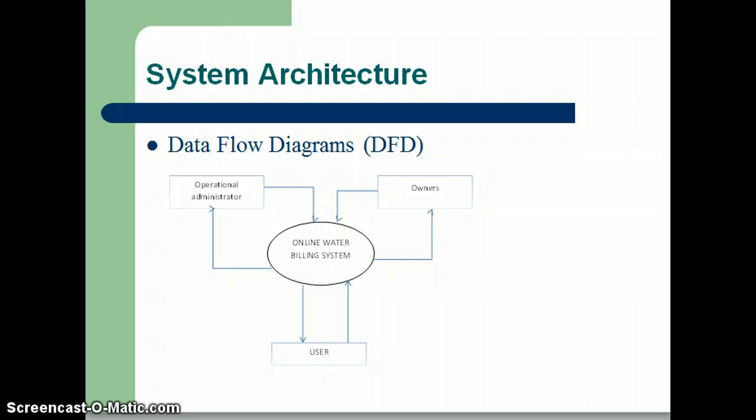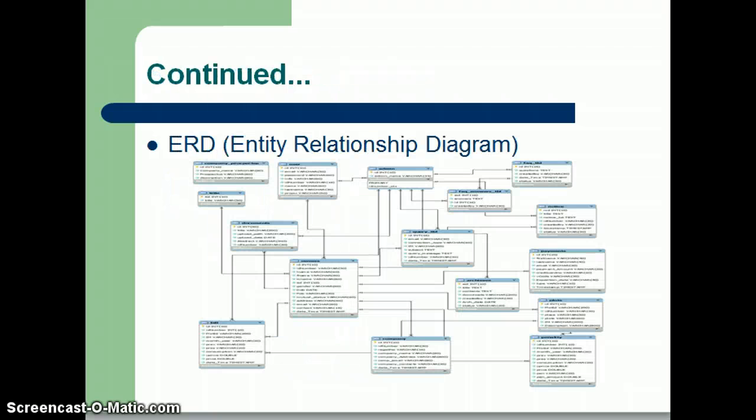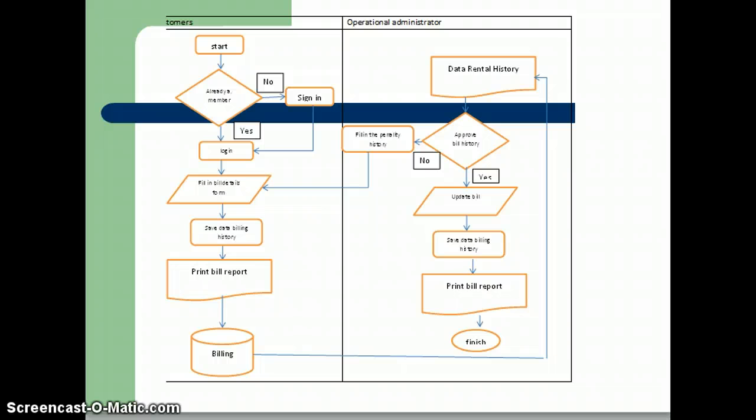Components of the system architecture: data flow diagram, ERD, which is the entity relational diagram, components of the operation, the owner, and operational administrator.